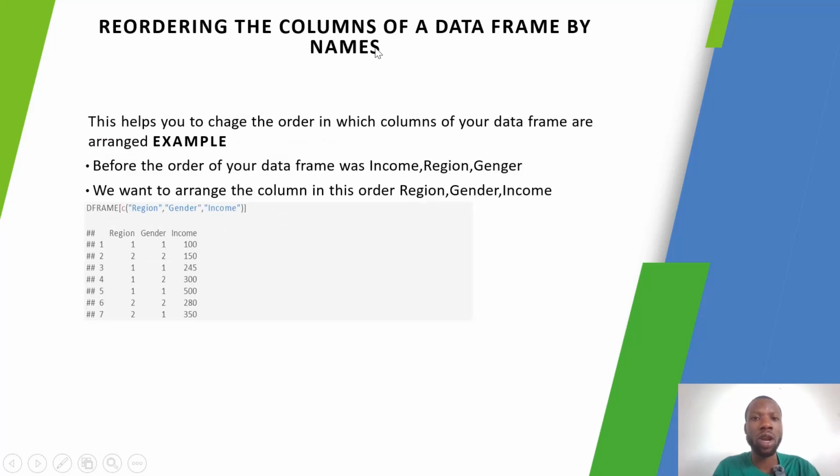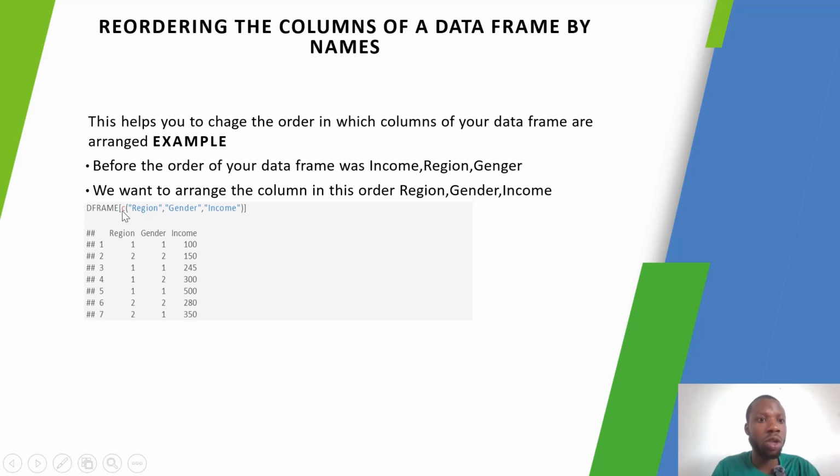Next, reordering the columns of the data frame by name. Let's say for example you have a lot of data, and the way the columns are arranged is not the way you want. How can we reorder? This helps us change the order in which the columns of your data frame are arranged, so that what you really want to see comes faster than the others. Before the reorder it was income, region, and gender. Then you say I want my data frame to start with region, gender, and income.